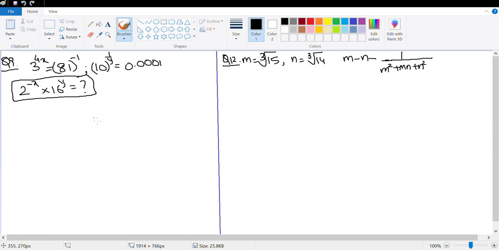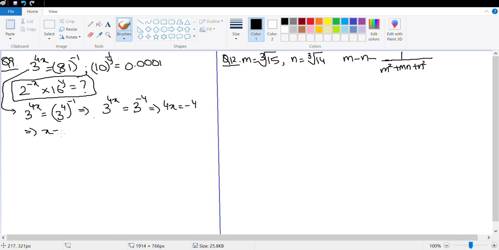Question 9 says 3 to the power 4x is equal to 81 to the power negative 1. So let's see. 81 can be written as 3 to the power 4. So my first equation gives me 3 to the power 4x is equal to 3 to the power 4 raised to the power negative 1, which means 3 to the power 4x is equal to 3 to the power negative 4. Now since bases are equal, 4x is equal to negative 4, which means x is equal to negative 1. So I've got my value of x as negative 1.